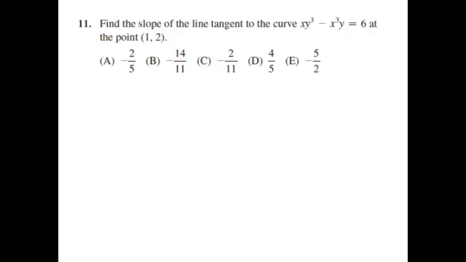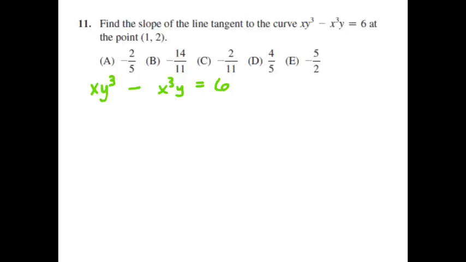All right, question number 11. Find the slope of the line tangent to the curve xy cubed minus x cubed y equals 6. So I'm going to rewrite that curve down here. And since I see the x's and y's mixed up together in the curve, that means we're going to use implicit differentiation.